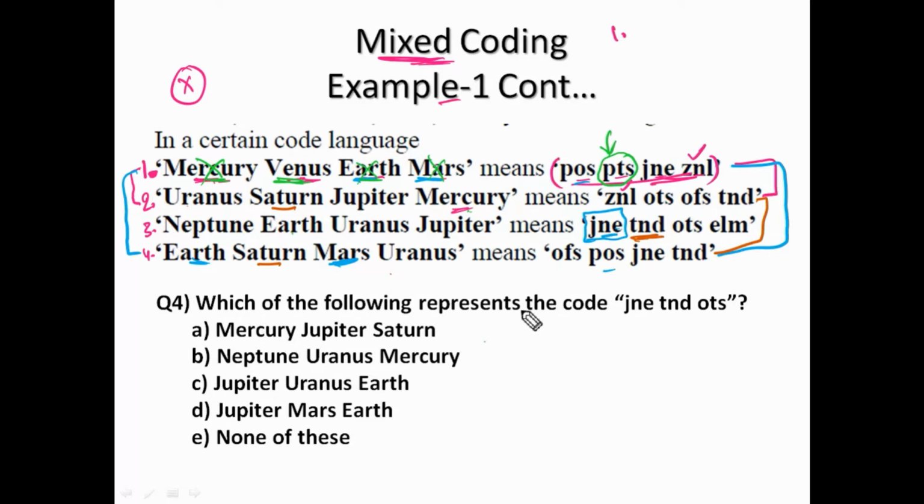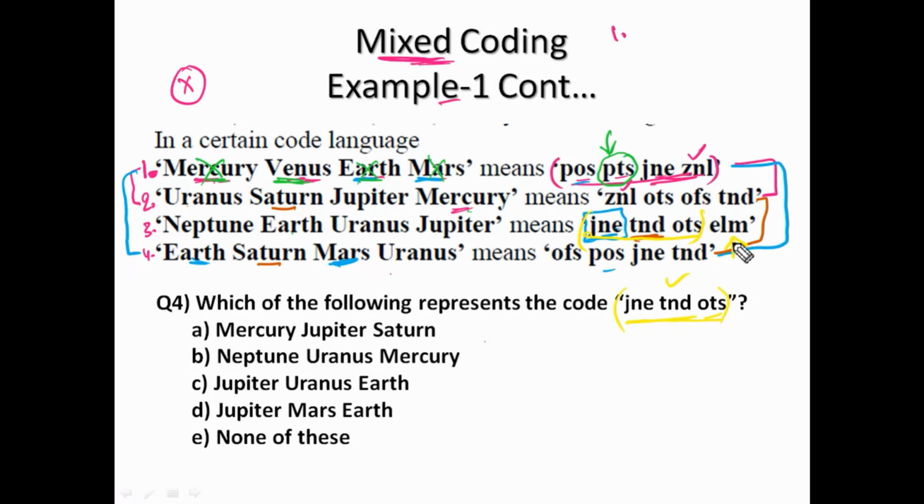Which of the following represents the code for JNE, TND and OTS? Sir, all the three are available in a single statement anywhere. So JNE, TND and OTS. Yes, all the three are available in this statement. Okay, third statement. So just by finding the code for ELM, we can confirm the words for these three.